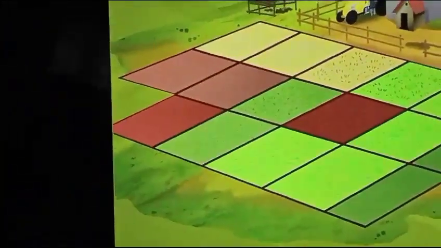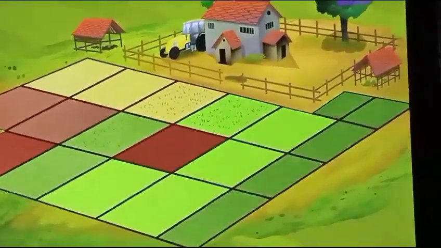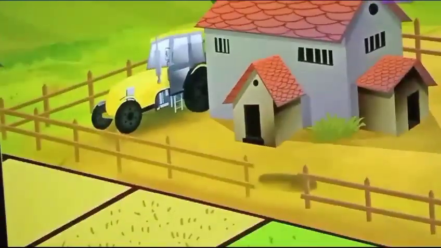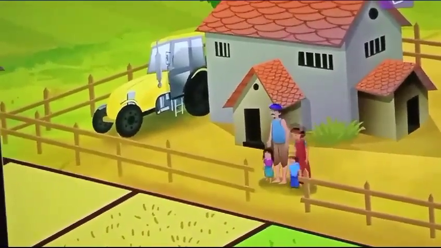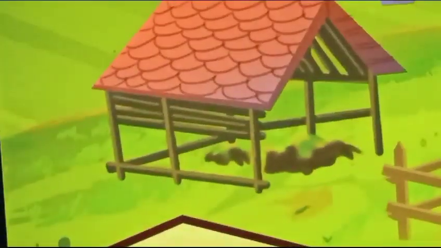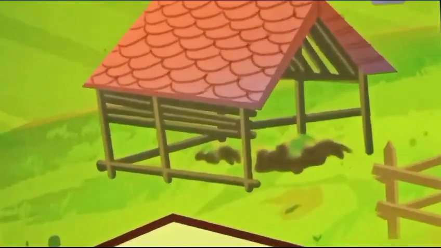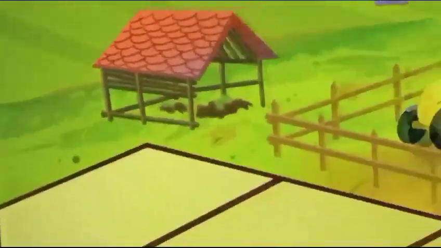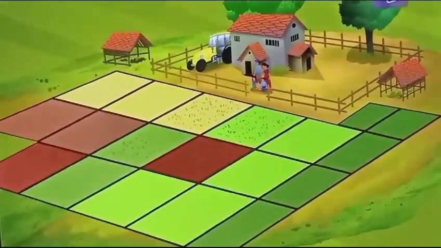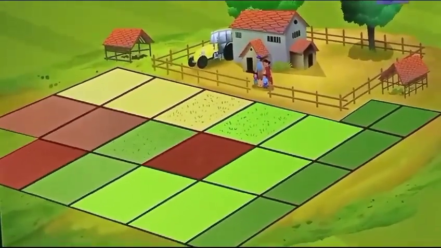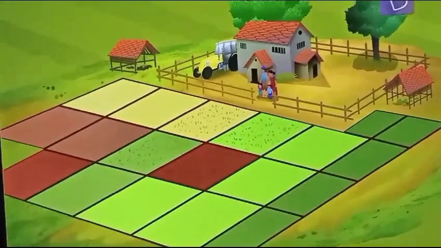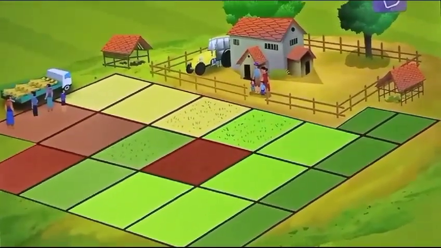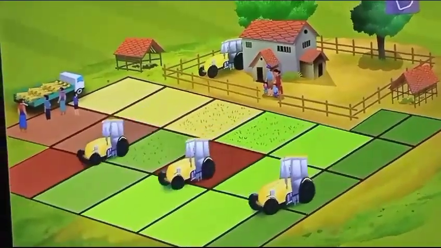Now, let's check in on the large farm. This is Pranav's farm. Pranav lives on this farm with his family. Pranav produces a vast quantity of crops for selling in the market. As the area of land cultivated is large, Pranav cannot possibly do it by himself. Therefore, he employs laborers and uses several machines for cultivation.